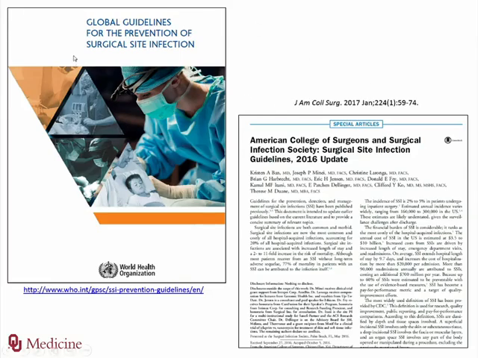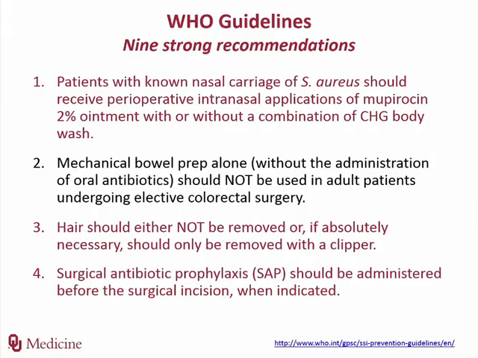Also, the World Health Organization has published guidelines, and the American College of Surgeons and Surgical Site Infection Society have published guidelines. So what did they say that might be relevant to orthopedic surgery? Again, WHO gave 9 strong recommendations, but again, known carriage of Staph aureus should receive. They used mupirocin specifically in their recommendations, but again, that was before some of the newer studies with or without a combination of CHG body wash.